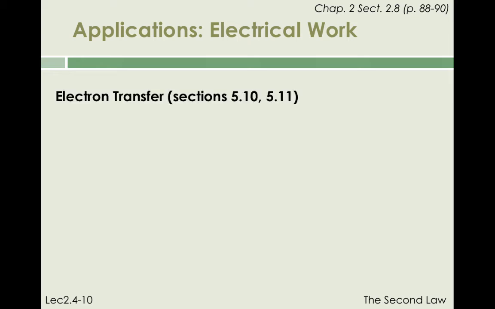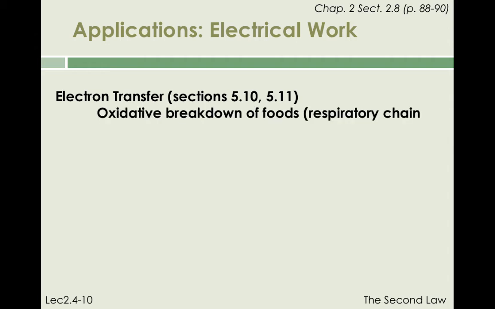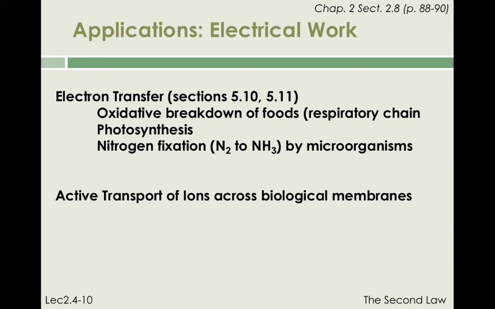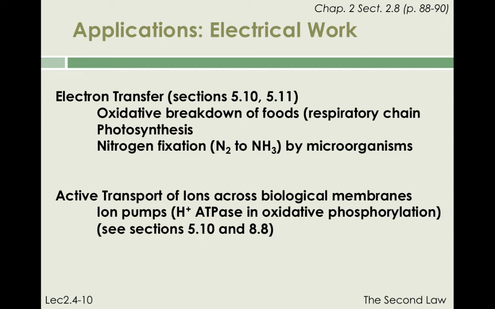Reactions that give rise to the transfer of electrons are widespread in animals and plants. Examples include the oxidative breakdown of foods, photosynthesis, and nitrogen fixation by microorganisms. Electrical work is not solely associated with the transfer of electrons. The spontaneous transfer of ions across membranes also produces electrical work. In Chapter 5, for instance, we will talk about the active transport of protons across membranes.